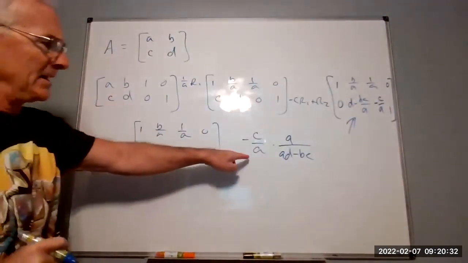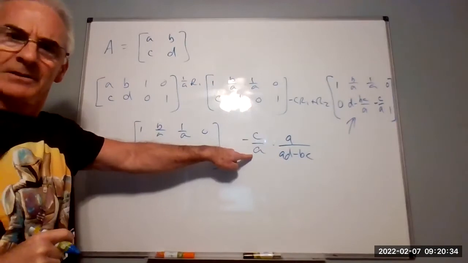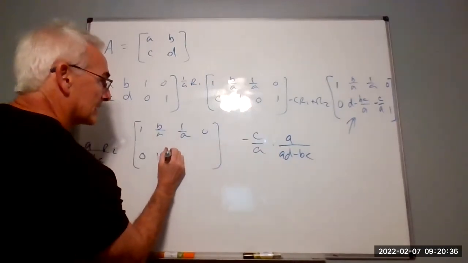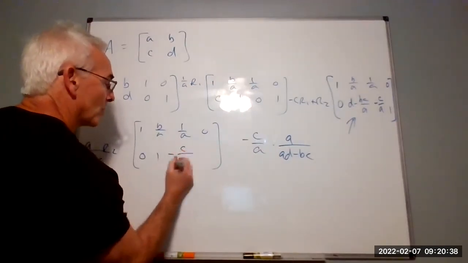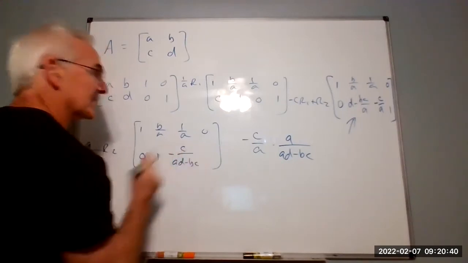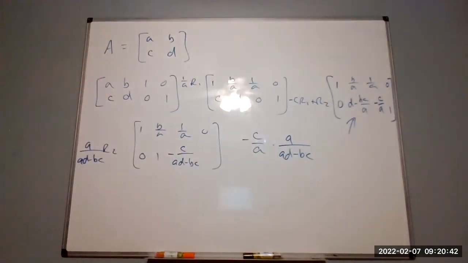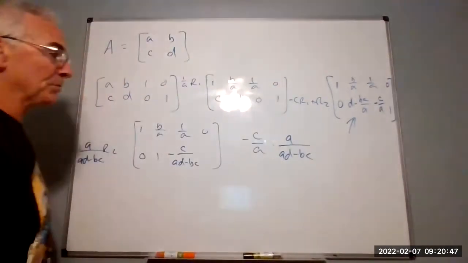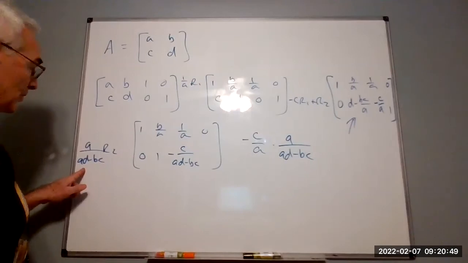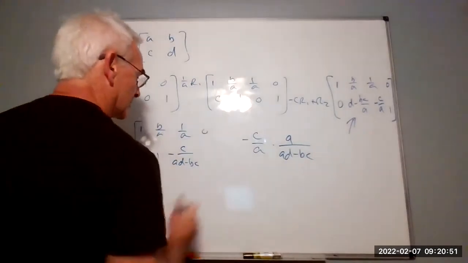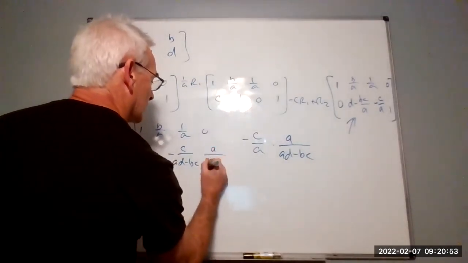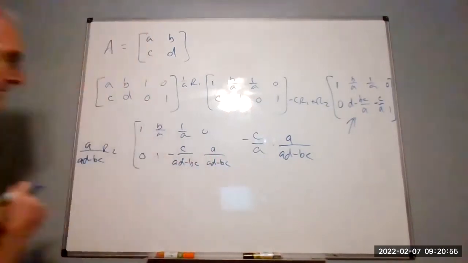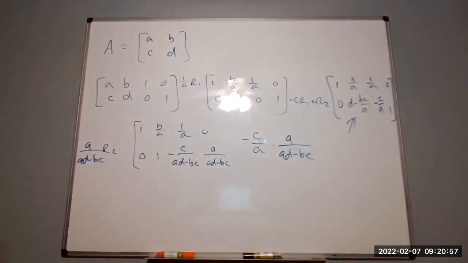Oh, that's not that bad. The A's just cancel, don't they? So that number is now going to be negative C over AD minus BC. And in the last position, I'm taking the number 1 and multiplying it by A over AD minus BC. So that's going to be just A over AD minus BC, if I did that correctly.